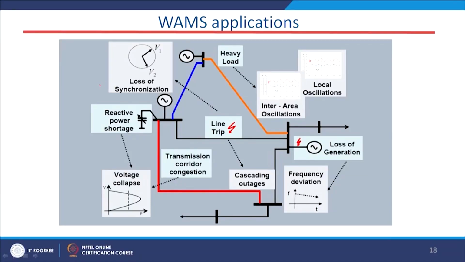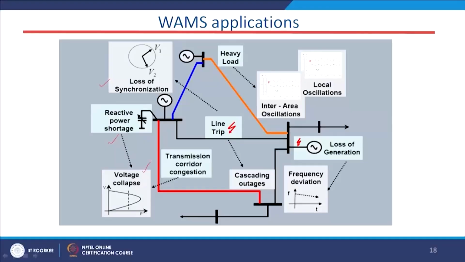The first one, if you see, is the loss of synchronism. What is the meaning of loss of synchronism? In a particular network we have two or three generators, and if a generator goes out of order due to some problem, fault, or maintenance, the generator is disconnected from the network. That condition is known as loss of synchronism. By taking the voltage magnitude and phase angle information, we can always say what the status of this generator is, whether it is connected to the network or not. That is how this WAMS technology helps us.